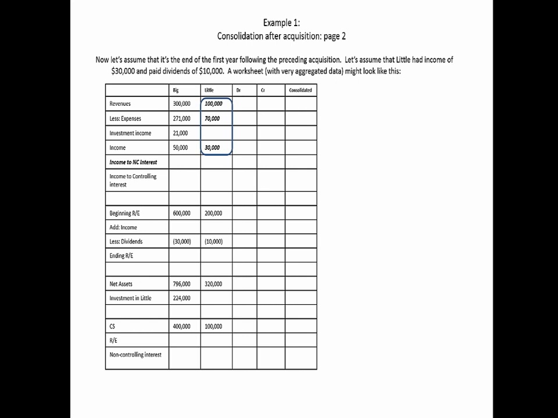And again, I've aggregated all of the assets and liabilities into a simple net asset figure aside from the investment in Little. And I just want to talk real briefly about where some of these numbers came from. These numbers aren't really chosen at random. Certain relationships have to hold. Now first, in no particular order, Little has reported income of $30,000. That means that, again, it doesn't matter what number I chose for revenues as long as expenses were $30,000 less.